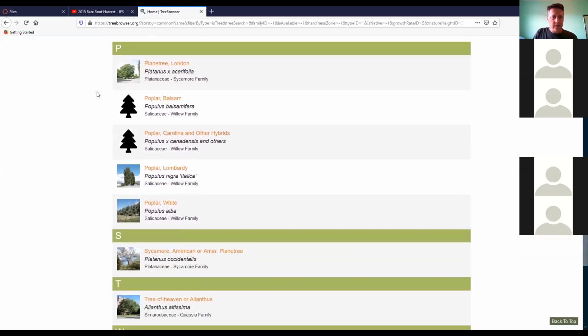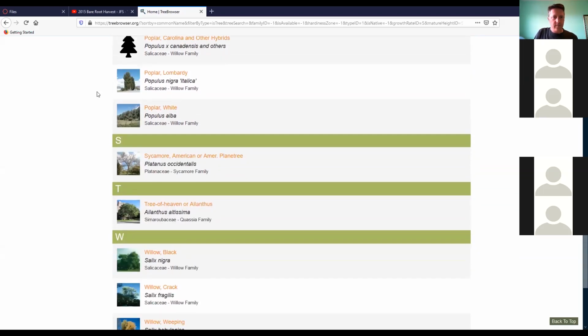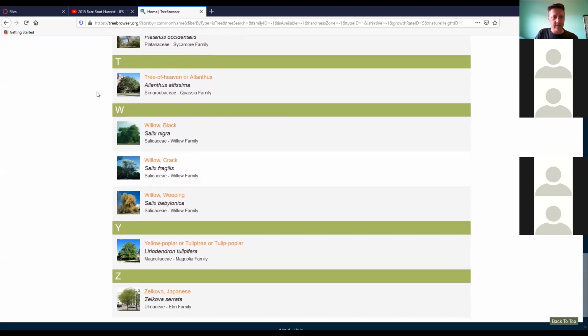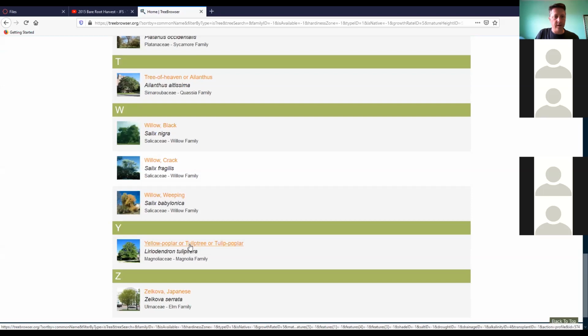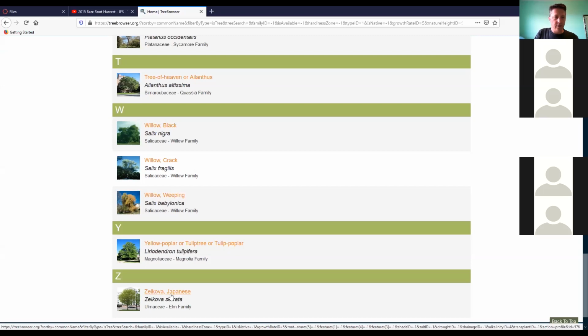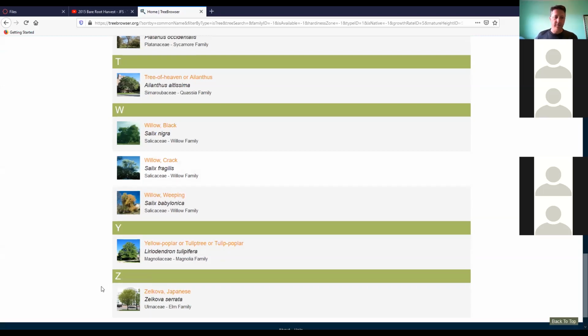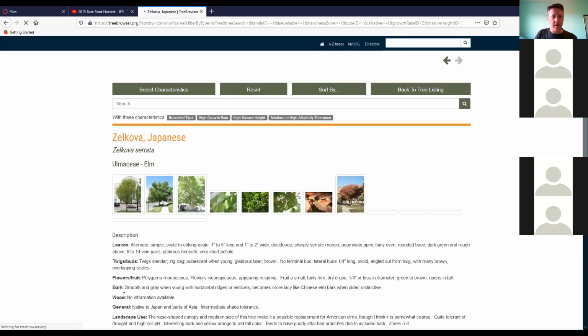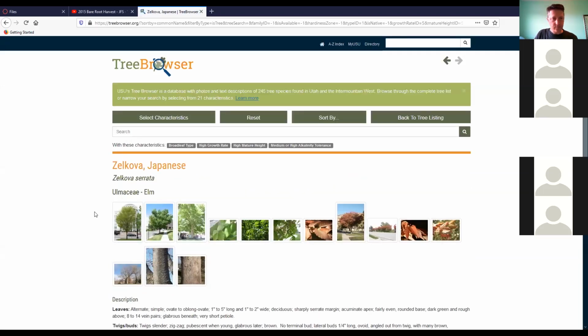By and large, everything else on this list I would really restrict or really discourage you from planting very much of, except for these last two again on here: yellow poplar or tulip tree. If you have a big yard, these are lovely trees. And then the Japanese Zelkova, which is also a very lovely tree. It was actually used as an elm replacement when Dutch elm disease wiped out all the elms.